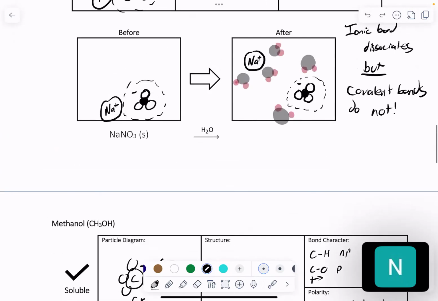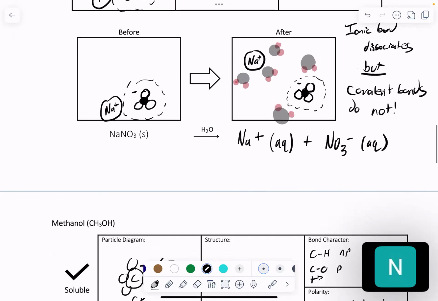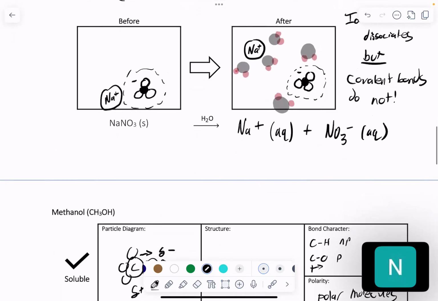Speaking of, I did forget to write this in. So we dissociated into sodium. So we could say that this sodium ion is aqueous, plus the nitrate ion, which is aqueous. So we've dissolved those individual ions. We can write our formulas like that afterwards.